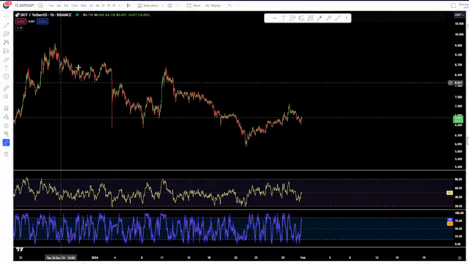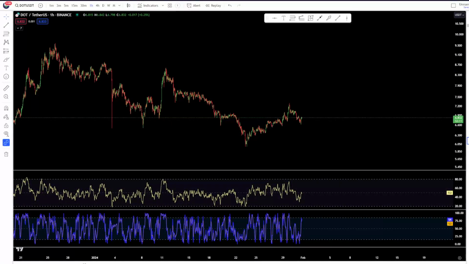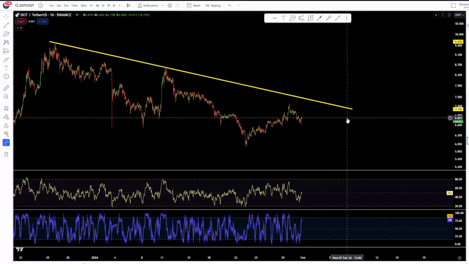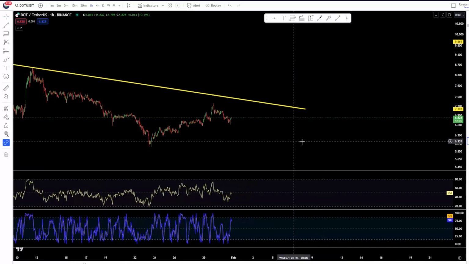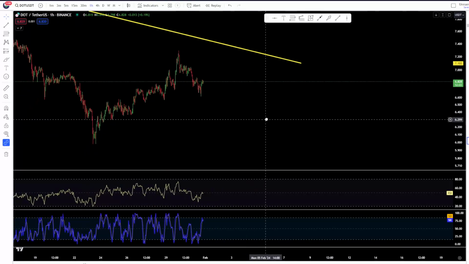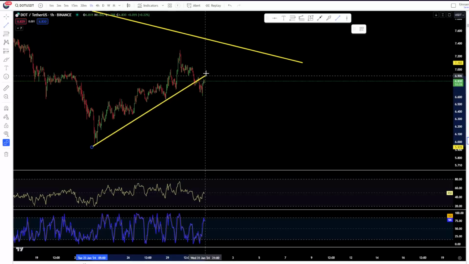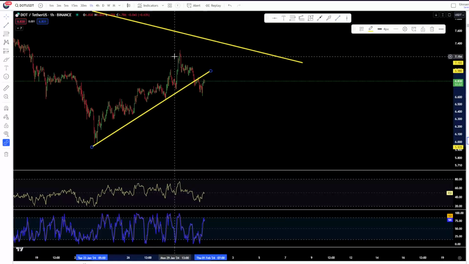The last one on today's list is the DOT chart. Here, using the yellow line, we will define a strong downward trend line. And in the same way, we can mark an upward trend from which the price broke out with a downward movement.